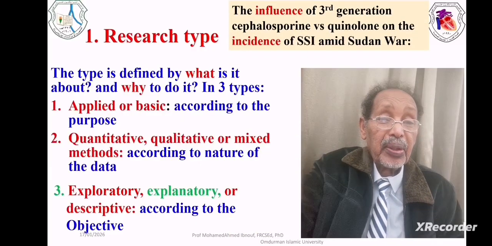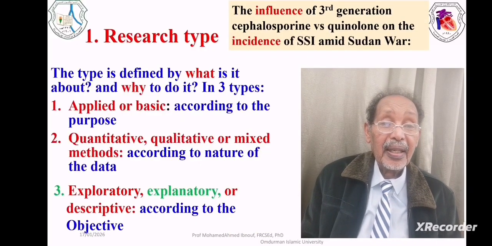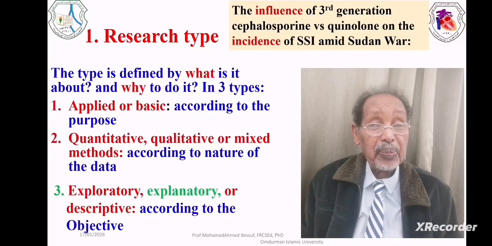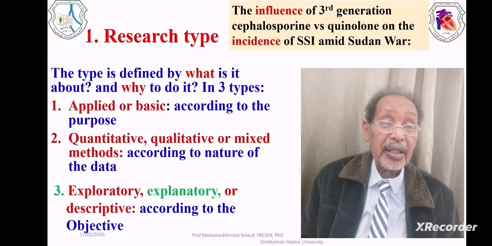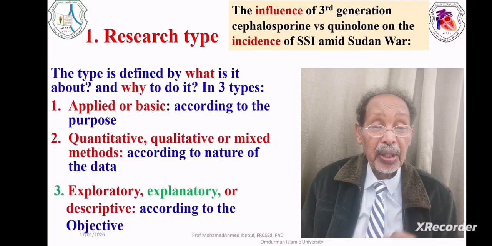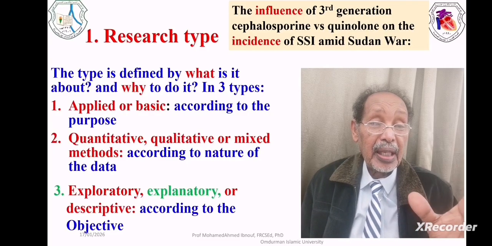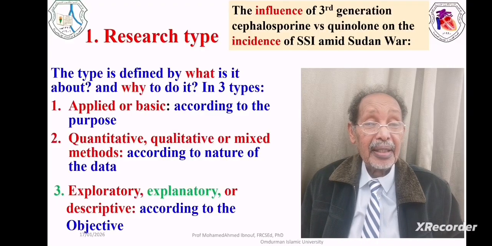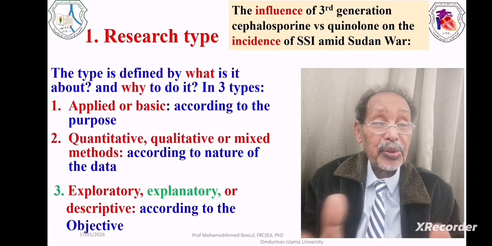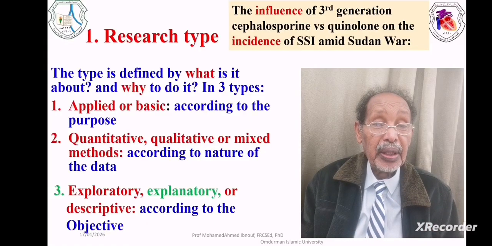Now also let us look at this, the influence of third generation. It is the same previous example, the influence of third generation cephalosporins versus quinolone on incidence of surgical site infection amid war in Sudan. As I said, first we describe the research title. It is a good research title, and we know how to describe the research title. And then what is remaining is to speak about the design. What design will be this one?